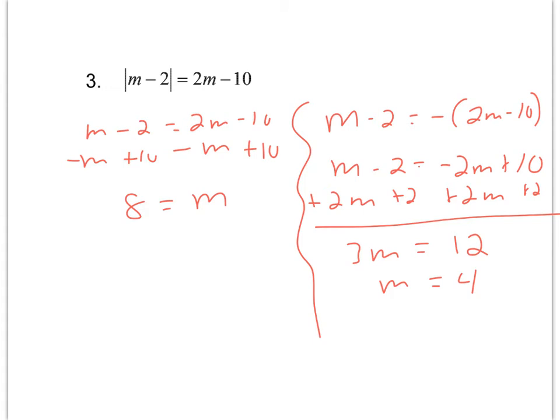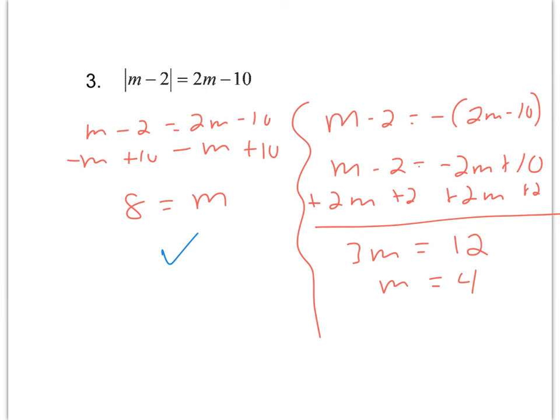Let's double check these, because in these particular cases, sometimes when you have a variable both inside and outside of the absolute value, you may get extraneous solutions. Let's check 8 first. 8 minus 2 is 6. The absolute value of 6 is 6. So this is 6 is equal to 2 times 8 is 16. 16 minus 10. 6 is equal to 6. This first side works just fine.